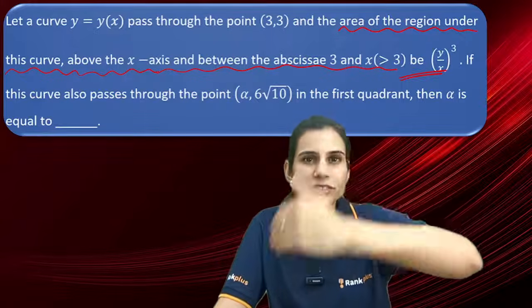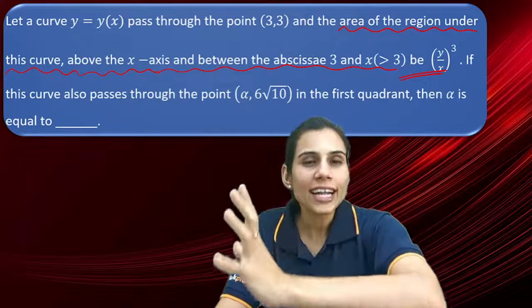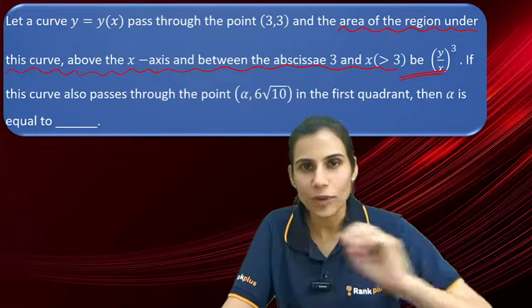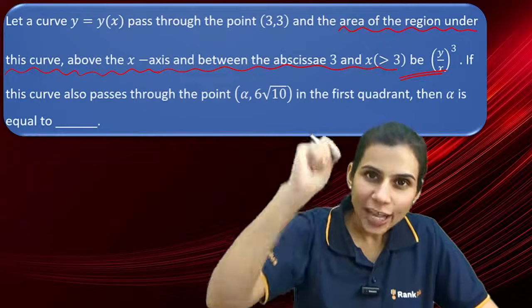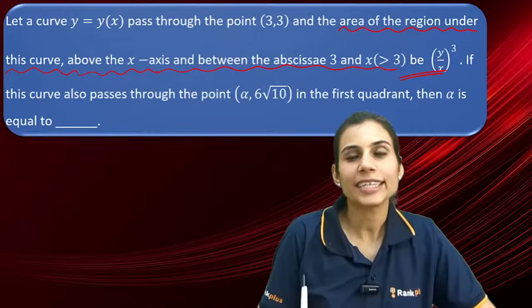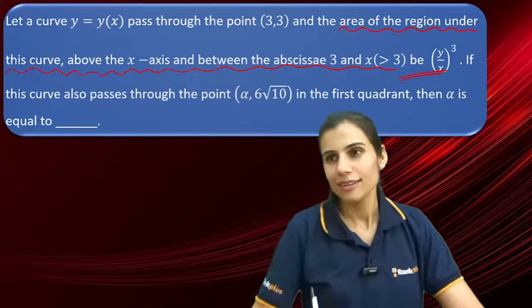Of course, between 3 and x. So the graph is drawn in the first quadrant. You are taking area under the curve above the x-axis from 3 to x. How will you write it down in the language of mathematics? Any idea?